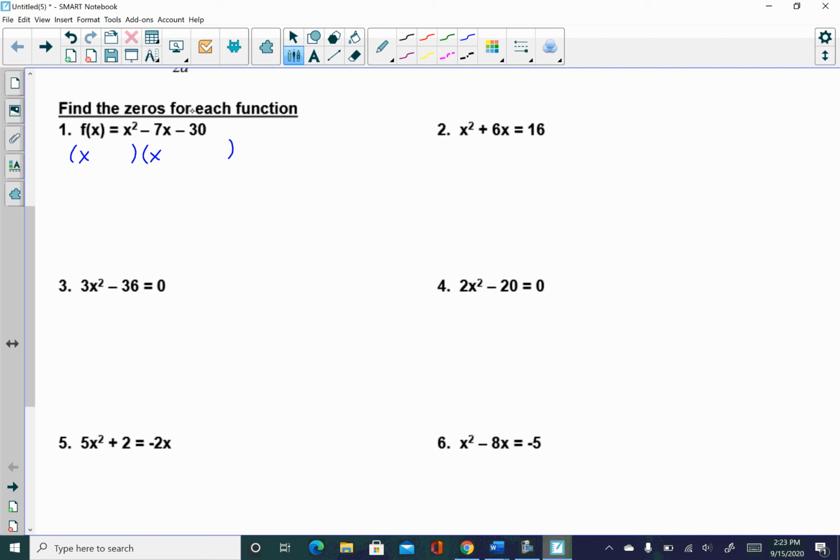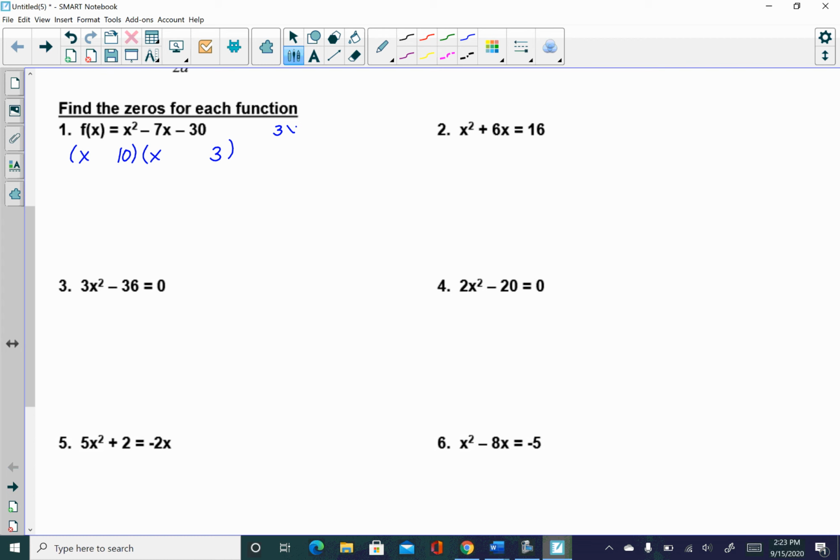10 times 3 is another way. That would work. 10 times 3 would give me 30. I want a negative 7x. So just like we were doing in that factoring preview, if you are struggling with factoring, go back and watch that factoring preview that I posted in Blackboard.